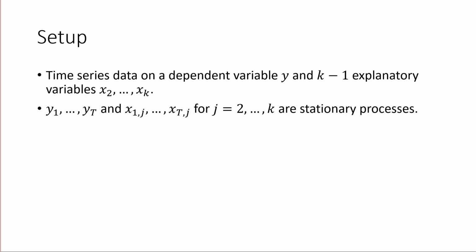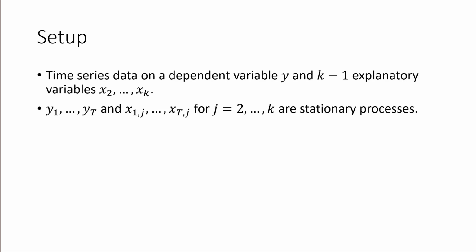We use stationarity in the weak sense, so that means that the expected value for each time series is constant, the variance is constant, and the covariance between two observations in time depends only on the distance in time, how far apart they are.